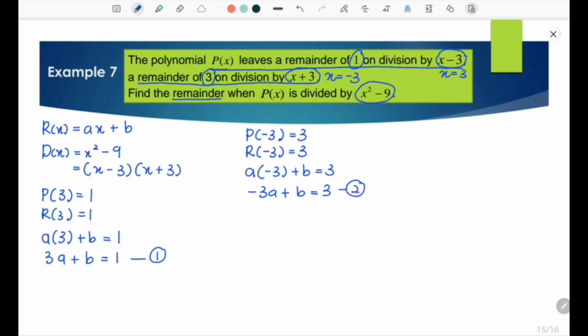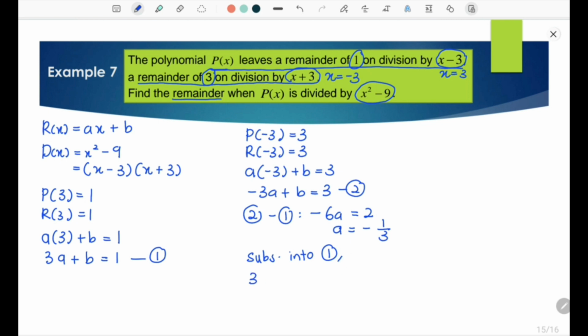Next, let's try to find the value of a by taking equation 2 minus equation 1. So we have negative 3a minus 3a, which is negative 6a. Next, b minus b equal to 0. And 3 minus 1 equal to 2. So we have negative 6a equal to 2. So a equal to negative 1 over 3. To find the value of b, you can substitute a equal to negative 1 over 3 in equation 1 or equation 2. I will choose to substitute into equation 1.